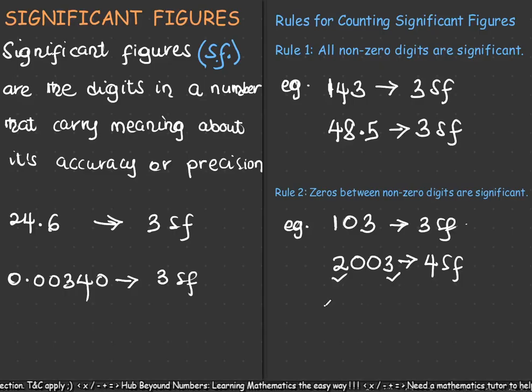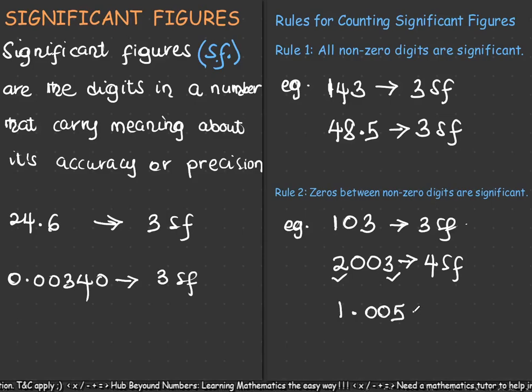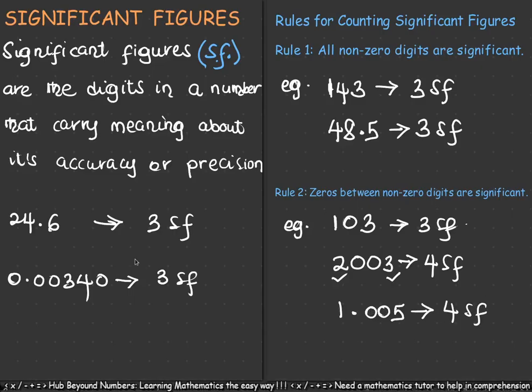The last one we'll be looking at is 1.005. How many significant figures has this also got? So we know that this is a non-zero digit, which is significant. This is a non-zero digit, which is also significant. And we've got these in between. They are zeros, and so far as they come between significant figures, we can also say they are significant. Hence, we have 1, 2, 3, 4. So this has also got 4 significant figures.